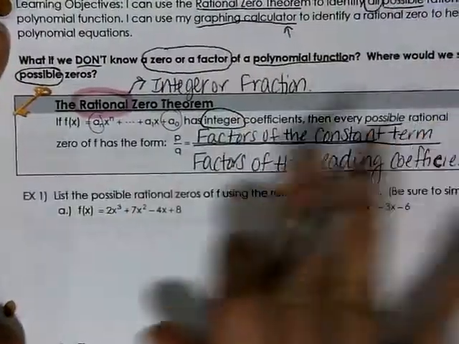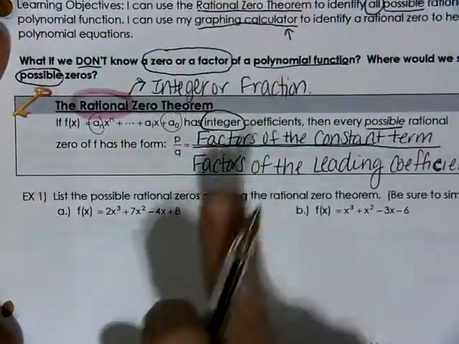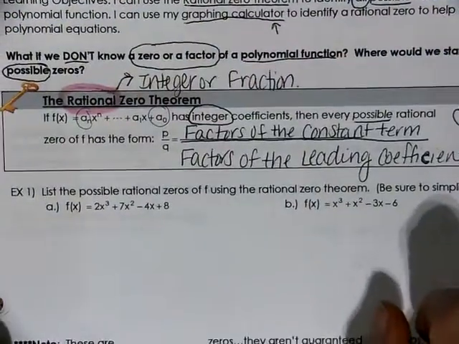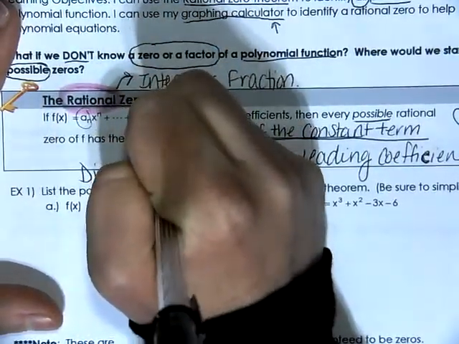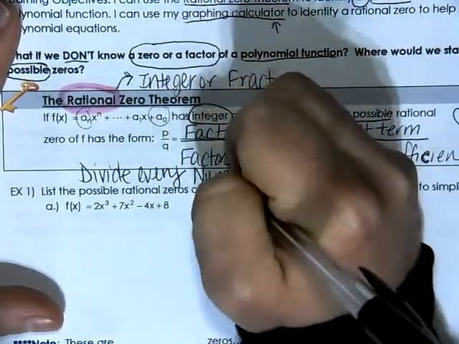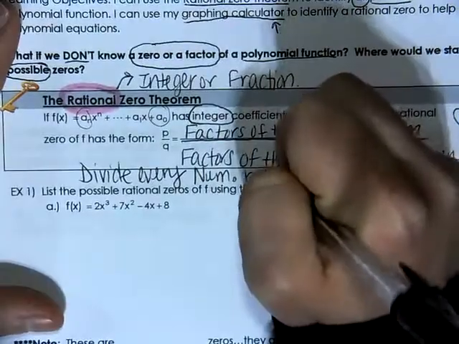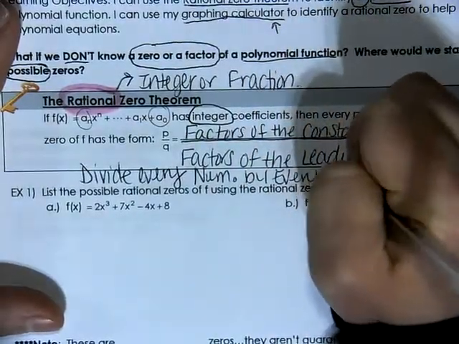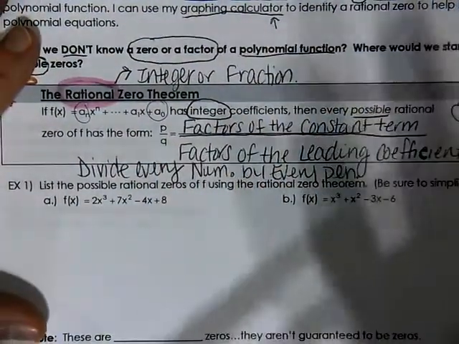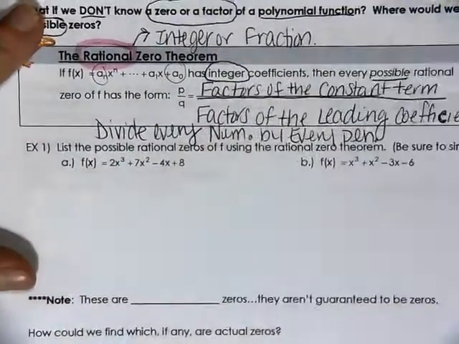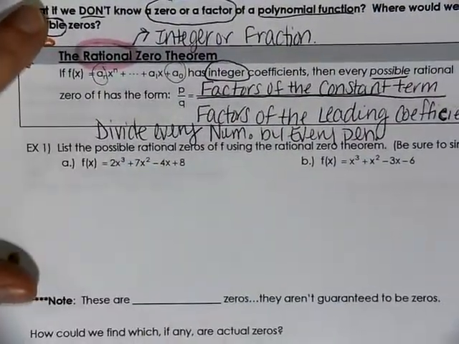Now, when you have your fraction of the factors of your constant term divided by the factors of your leading coefficient, you have to divide every numerator by every denominator. So you have to divide. There's going to be a lot of factors up top and a lot of factors below, and every factor will be divided by every factor. So every factor in the numerator will be divided by every factor in the denominator.